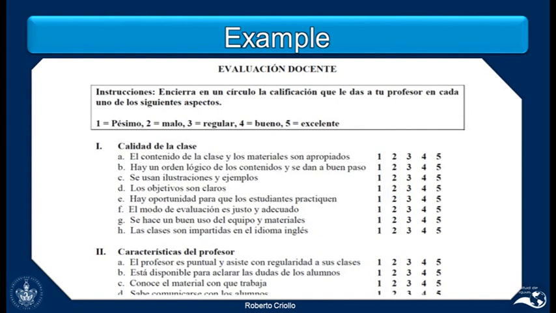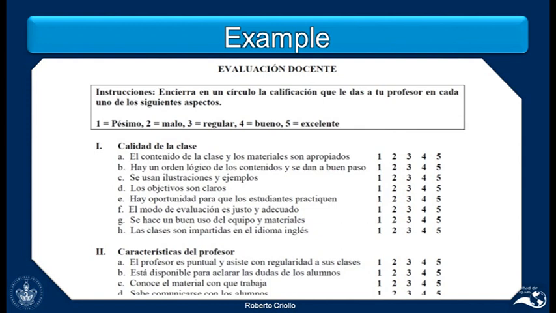And then if I think that my teacher is outstanding, I like the materials and I like how he teaches the content of the lesson, so I'm going to circle number 5. If I think the opposite, I will circle number 1. Or if I just think he's doing good but nothing extraordinary, I will circle number 3.